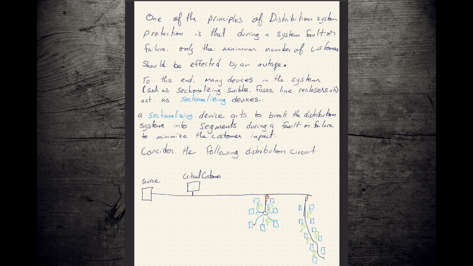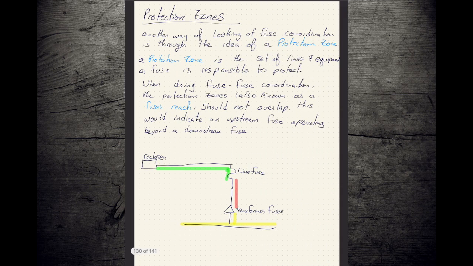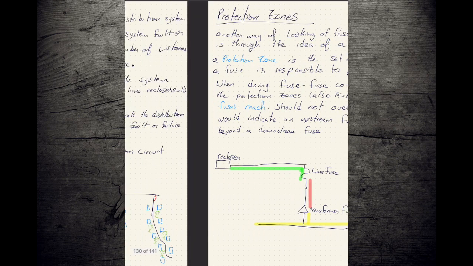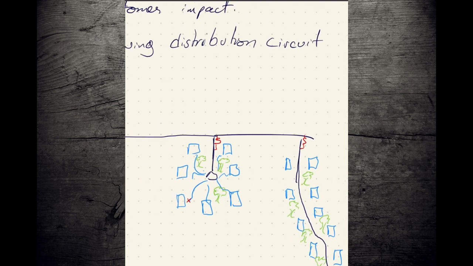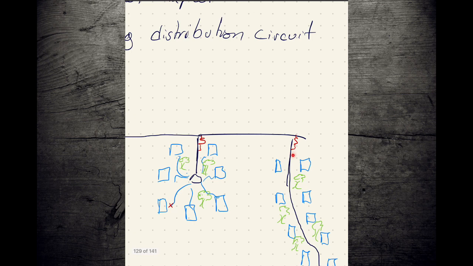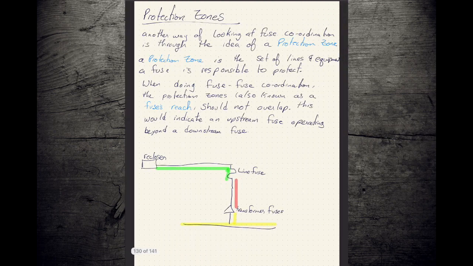Now we want our line fuse to operate. So we have another protective zone here. This is the set of equipment that our line fuse is responsible for. So we take a look on our diagram, and we would say the line fuse is responsible for this section of line here in the cul-de-sac and would be responsible for this whole section of line here in our subdivision.